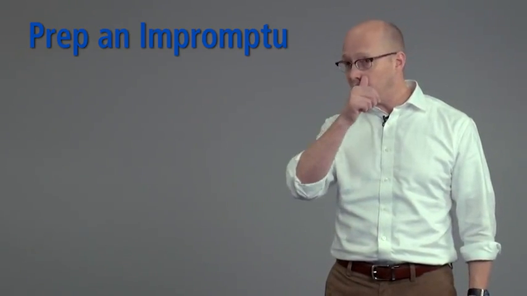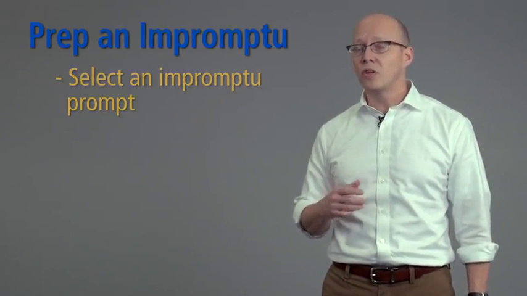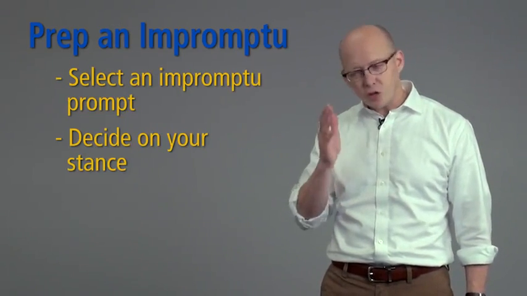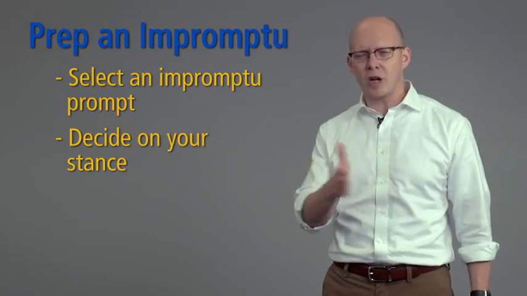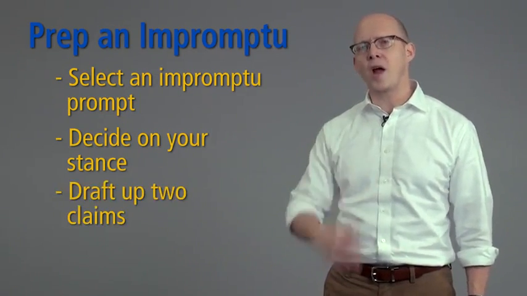But ultimately it comes down to deciding on your position, and mumbling to yourself, getting some of these topics and claims out. As you're coming up with these claims, make sure that they are claims. They are reasons for supporting that thesis statement, and they're not merely topics that don't make sense when put together as a sentence. So what I want you to do right now is go to that list of impromptu topics, select one of those prompts, decide on your stance, whether you're for or against this, and then draft up two claims.